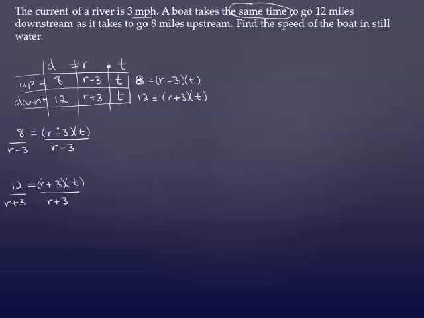So here I have t is equal to 8 over r minus 3. And here I'll have t is equal to 12 over r plus 3. And so I want to solve this by setting these two equations equal to each other because the t is the same.